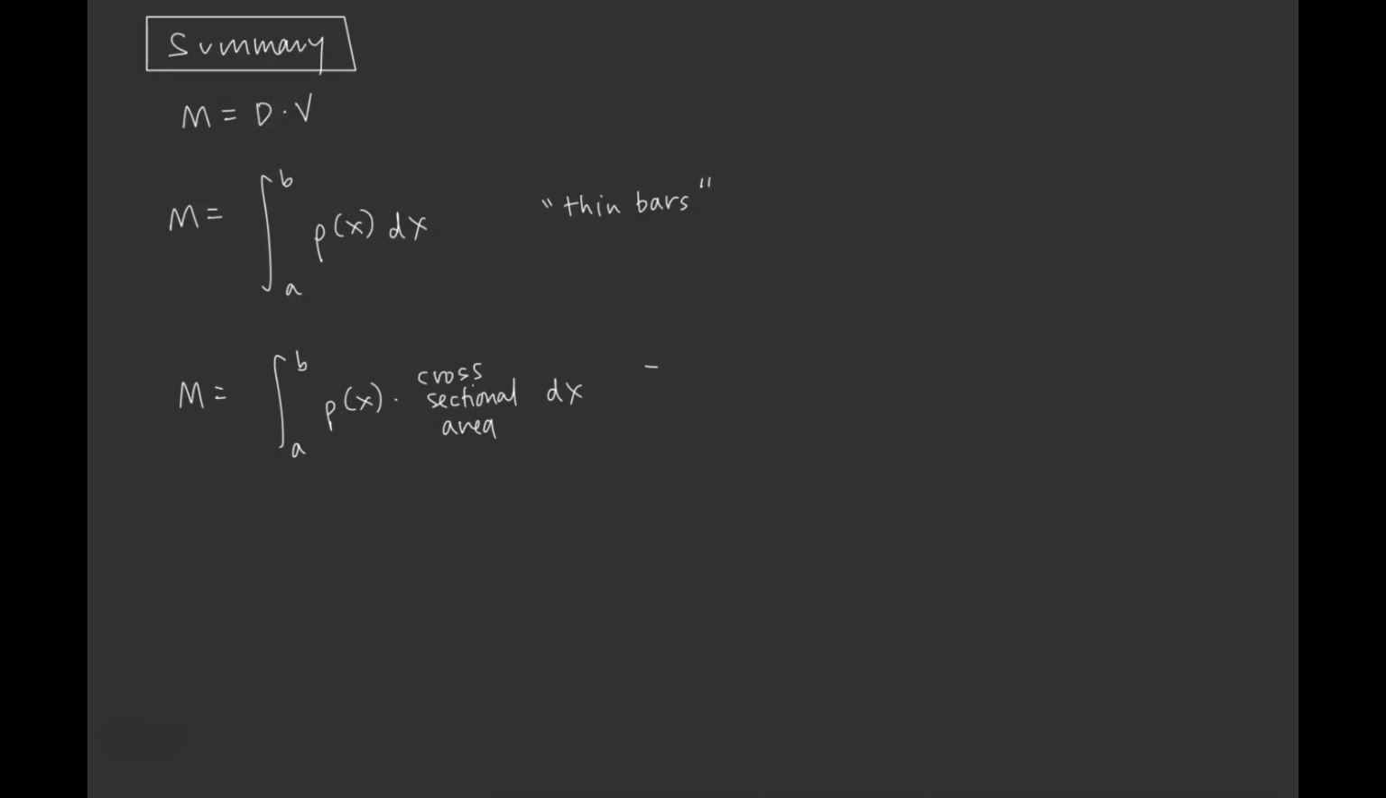The integral of that. So in other words, it's the integral from a to b of the density function times some cross-sectional area dx. This is counting the volume, and this is counting your density, and that's how we're getting mass from that integral. We're just adding all of those up.